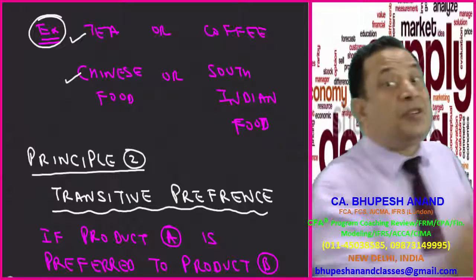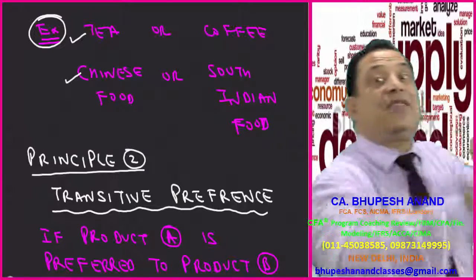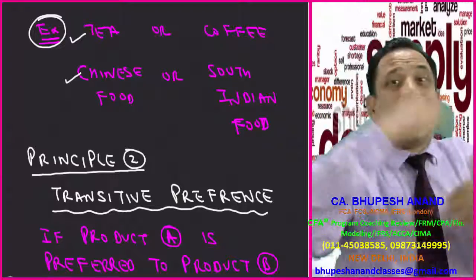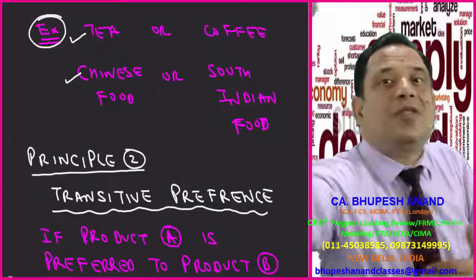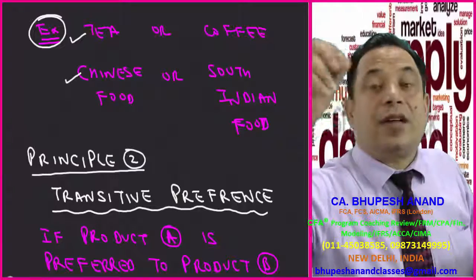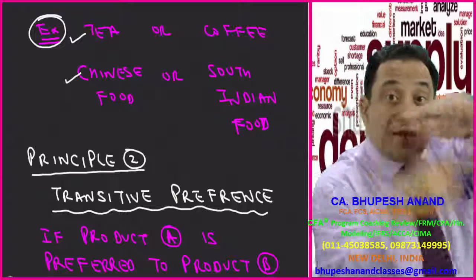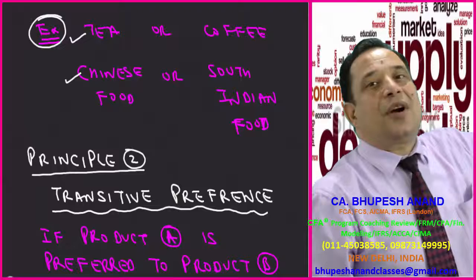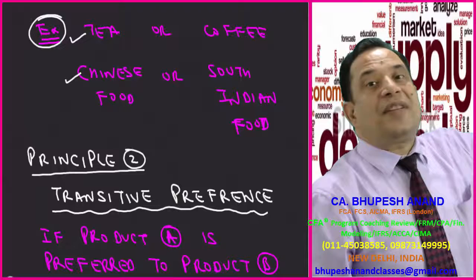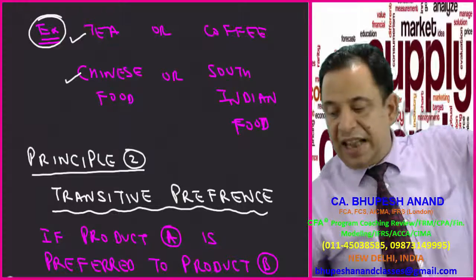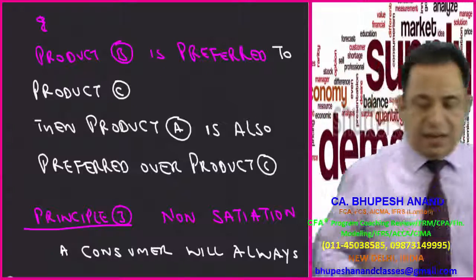Now if these principles exist, it will give more meaning to the demand curve. So these are the hidden or background principles, that are named as principles of consumer choice theory. On the basis of that only we have created a demand, and the demand curve has been drawn. So first is complete preference, second is transitive preference, and the third is non-satiation.